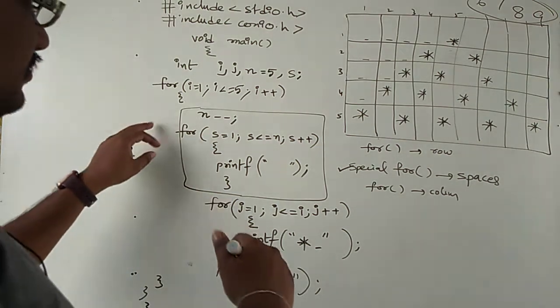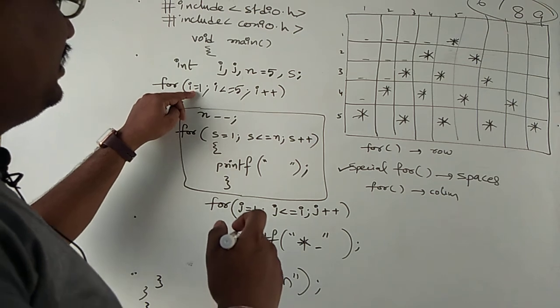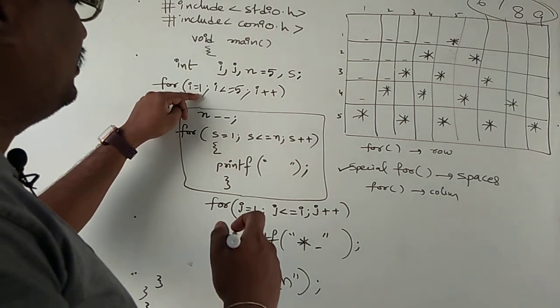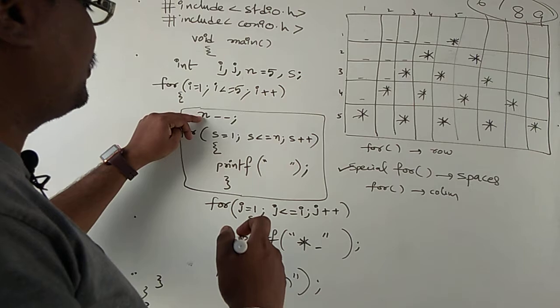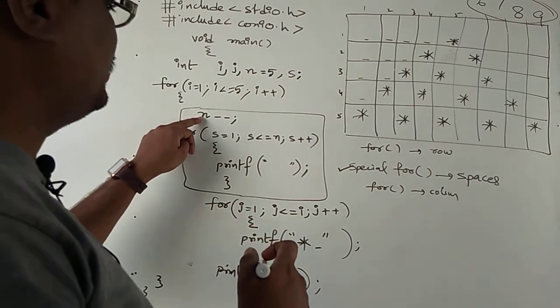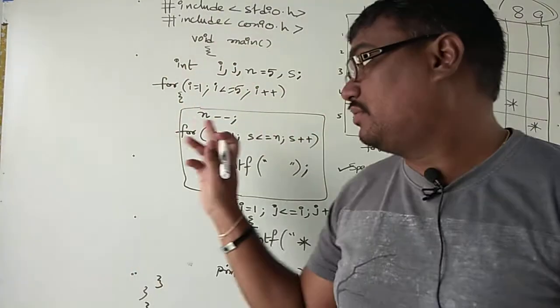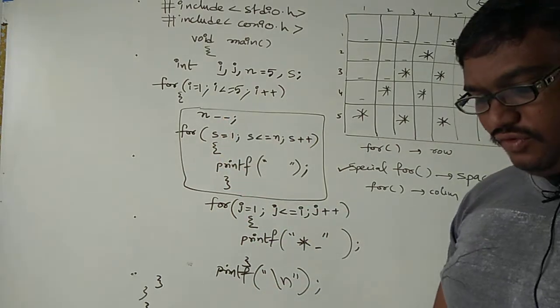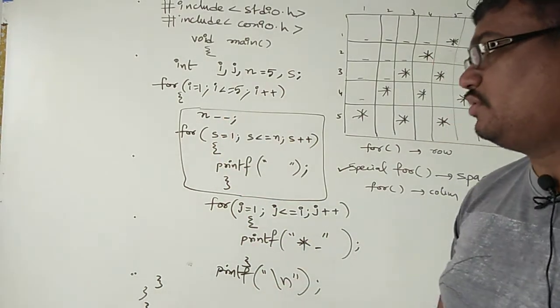Now watch the execution starting from here: i is equal to 1. Next, the control comes to here, n minus minus means 4. The value 4.